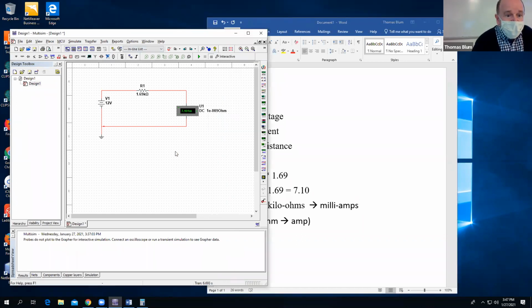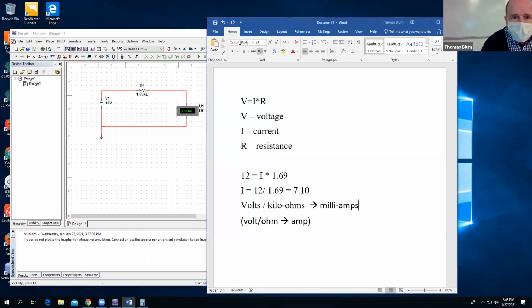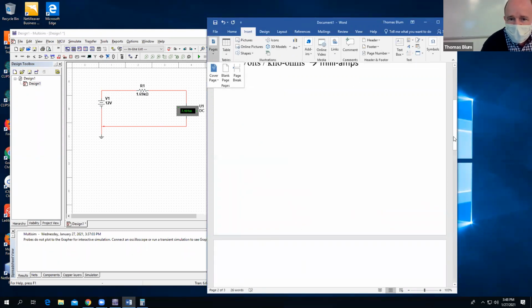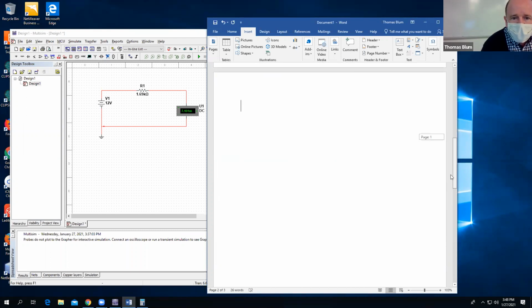All right. Now let's try series. So let's have two resistors and put them in series. So I'm going to add another resistor to this circuit. Resistors in series, being in series means that you experience the same current. So let me do insert page break. Okay, so series means same current.